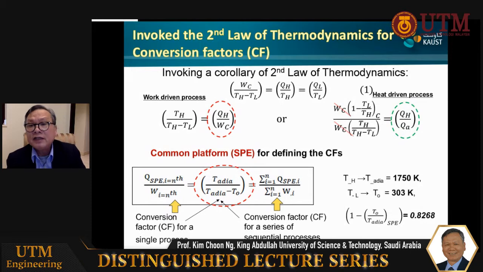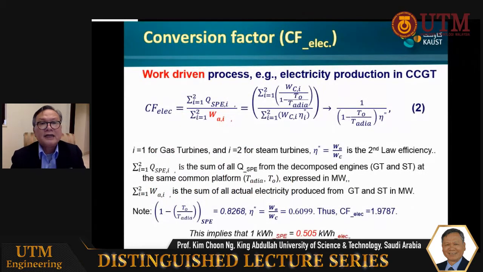And similarly, for the heat-driven process, the actual heat that is supplied to the top brine of the MED is the QA in the denominator. So with the adiabatic flame temperature taken to be 1750 Kelvin and the ambient at 30 degrees Celsius, this temperature ratio platform is worked out to be 0.8268. And this is another way of writing the conversion factor for electricity with respect to the QSPE. It can be expressed as seen at the right-hand side in terms of both the temperature platform and the second law efficiency, which is defined as WA over WC.